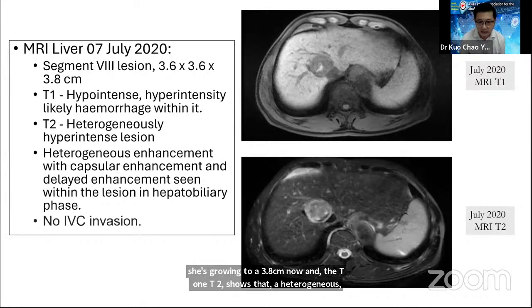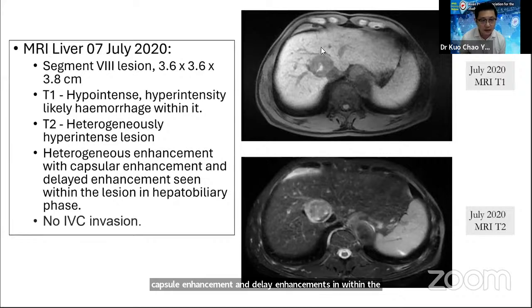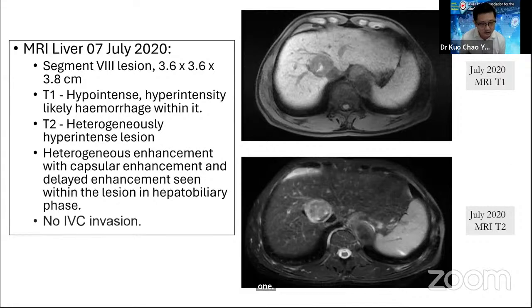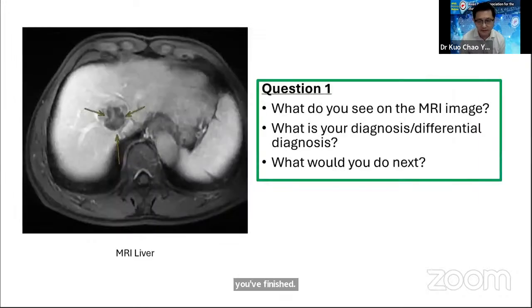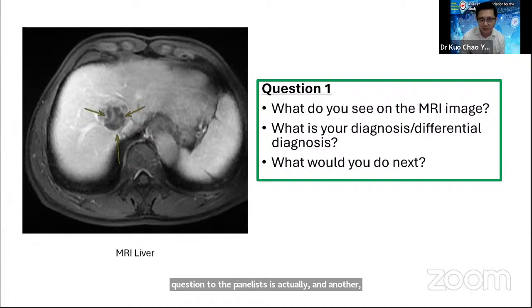And at the T1 image here, you can see that there's some hyperintensity within it, suggestive of hemorrhage. There's no IVC invasion. So my first question to the panelists: this is another view of the MRI liver. What do you see on the MRI, what is the diagnosis, what is the differential diagnosis, and what would you do next?